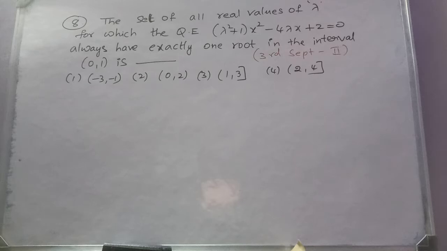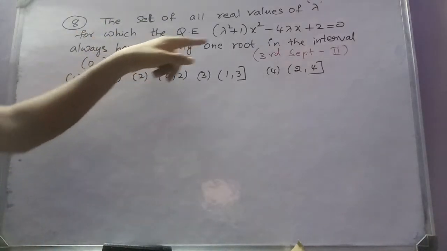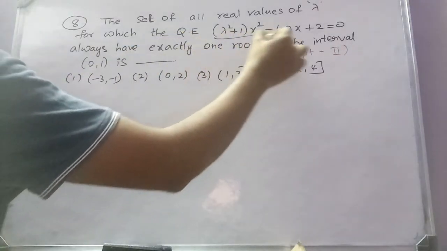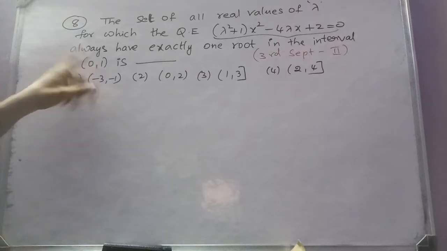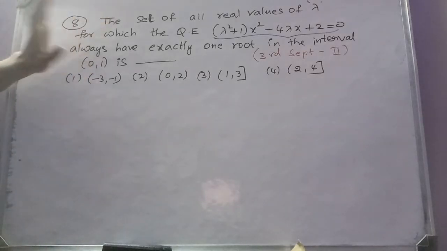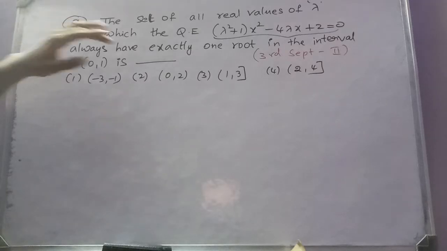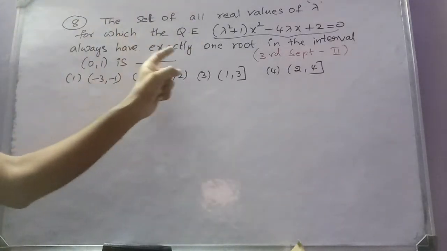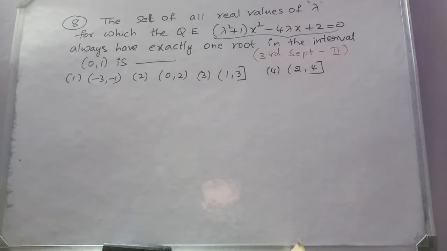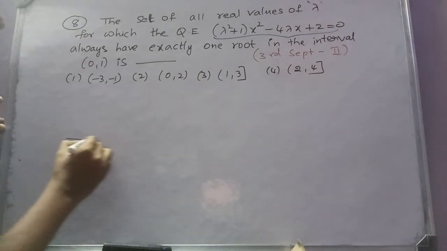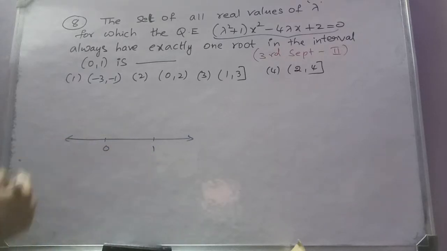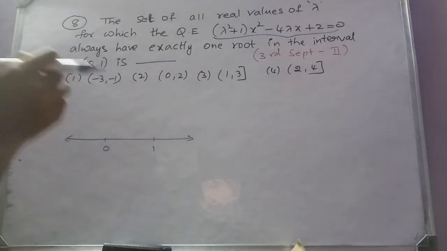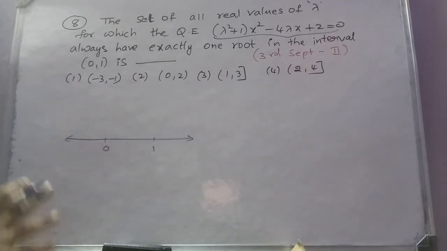Our 8th question. The set of all real values of lambda for which this quadratic equation always has exactly one root in this interval 0, 1. Observe this. What does it mean? It means that if you go to your number line and look at the numbers 0 and 1, between 0 and 1 this quadratic equation must have exactly one root. Only one root will be there.